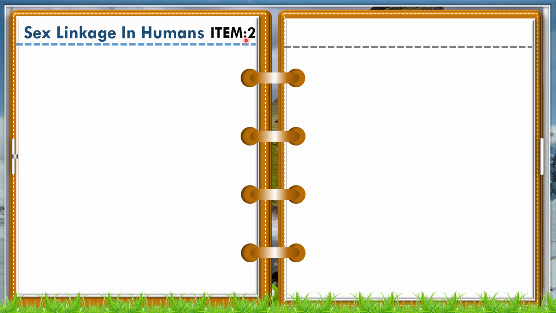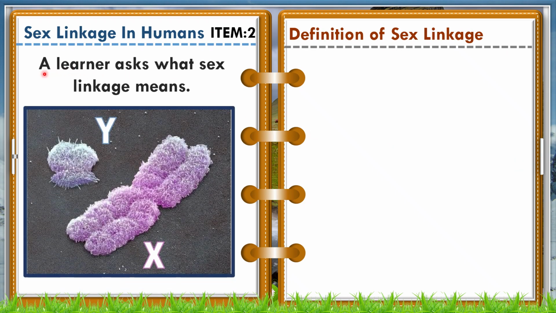Item 2. We are still on sex linkage in humans. This time we are going to look at the definition of sex linkage. Alana asks what sex linkage means. Here we have our diagram, and this one is showing the X chromosome and the Y chromosome.